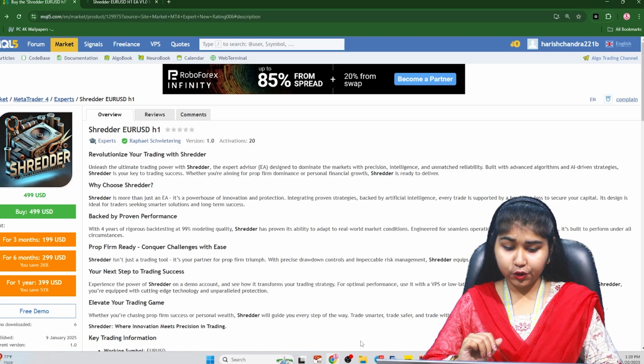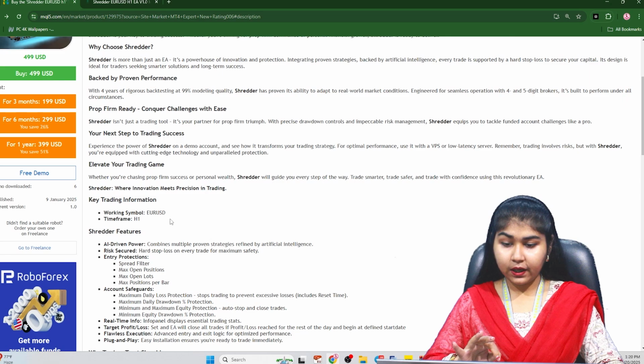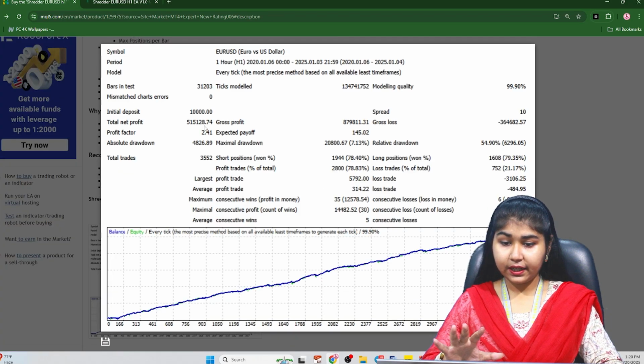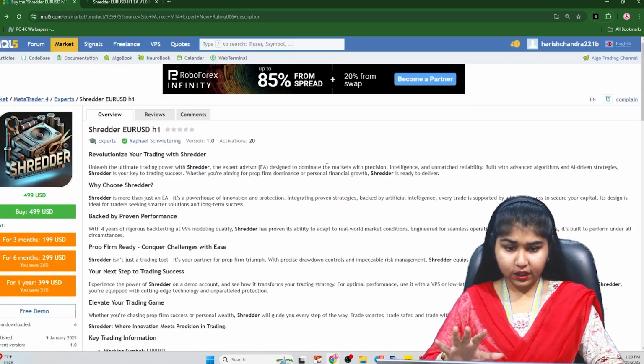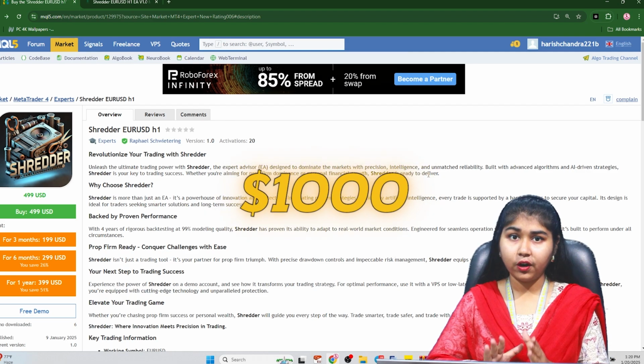If I show you this expert advisor, you can see the developer has mentioned the pair, which is Euro USD, H1 time frame. And for every single trade, he has taken a very low lot size, and the recommended balance amount is $1,000 only.